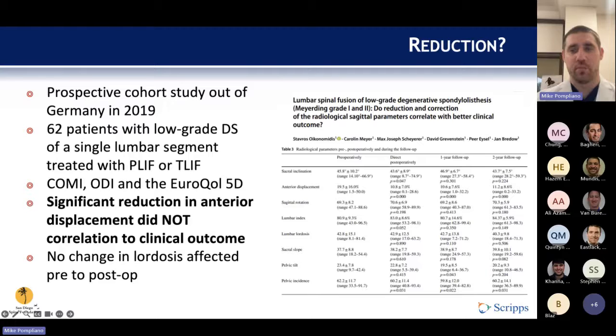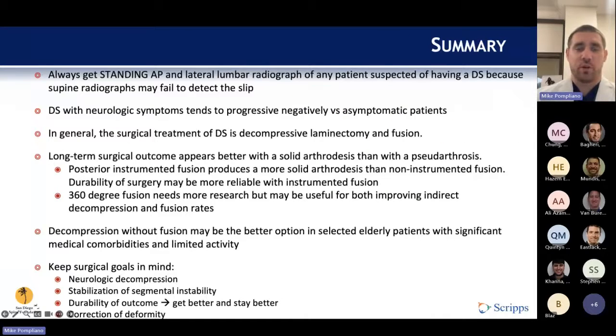So as far as a summary of the whole talk, always get standing AP and lateral lumbar radiographs as compared to supine imaging. Supine radiographs may fail to detect the slip. If a patient presents with neurologic symptoms, they tend to progress more than asymptomatic patients, although both have a propensity to progress. In general, surgical treatment is decompressive laminectomy and fusion, and the role of interbody is still being more closely studied, although I think most people now would go ahead and include interbody due to the additional benefits that we discussed.